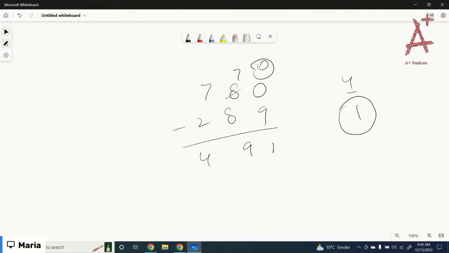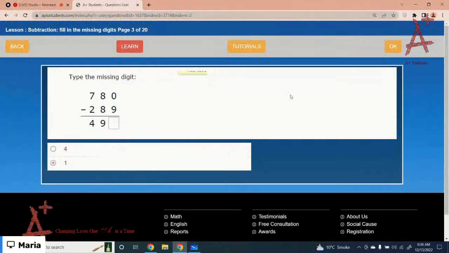Got it? So just select the correct option, then click on the OK button. Got it?